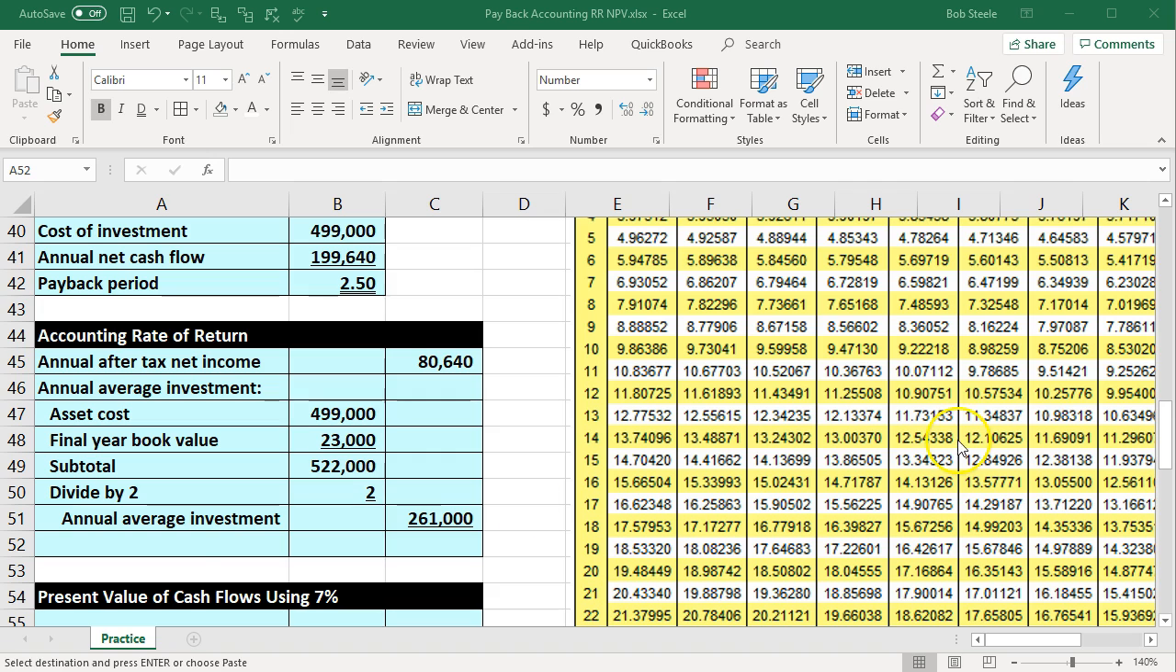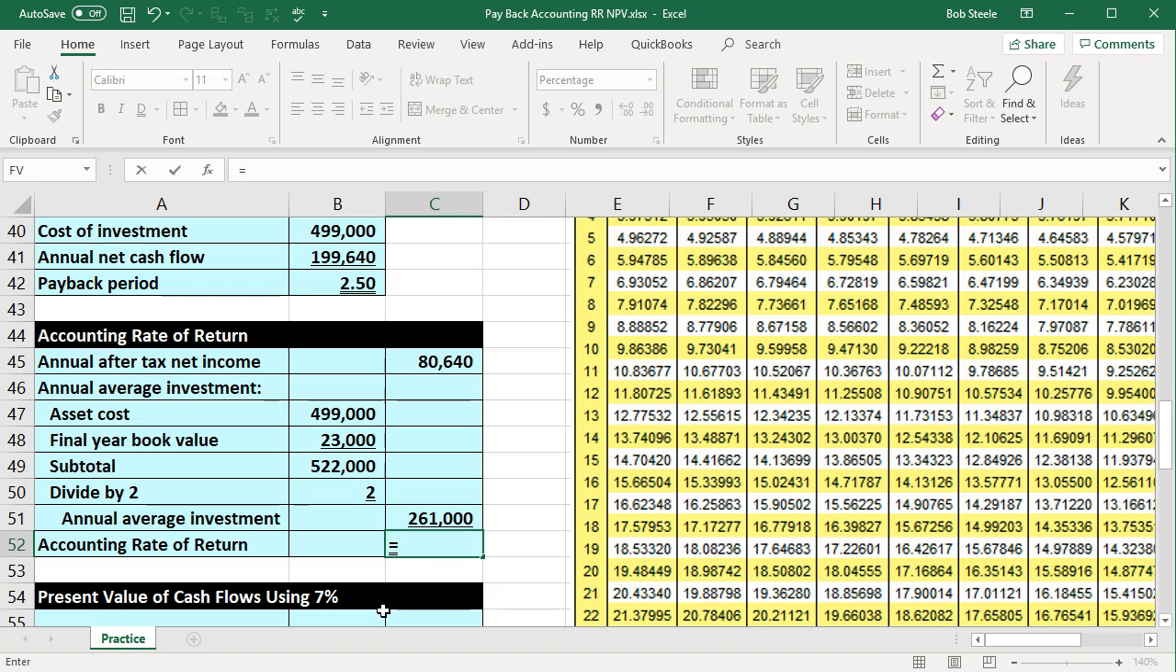And then we can calculate our accounting rate of return. So the accounting rate of return is going to be equal to the 80,640 after-tax net income divided by the annual average investment. That's going to be 30.9. Again, this number can be useful, but it doesn't take into account the time value of money. Fairly quick type of calculation.